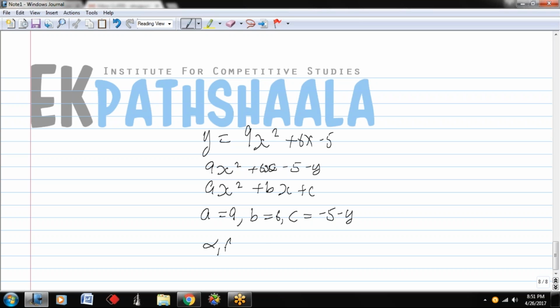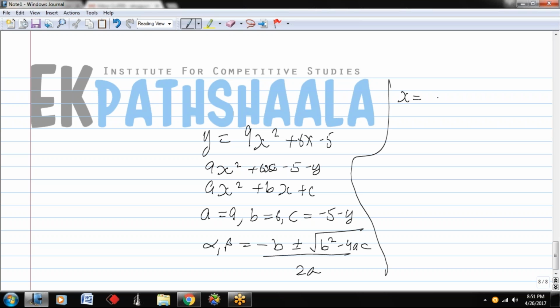We have all studied this formula in class 10th: x equals minus b plus minus square root of b square minus 4ac upon 2a, for finding the roots. Now let us find this. x will be equal to minus b, which is minus 6, plus minus square root of b square, which is 6 square, minus 4 into 9 into minus 5 minus y, upon twice of a, that is 2 into 9.